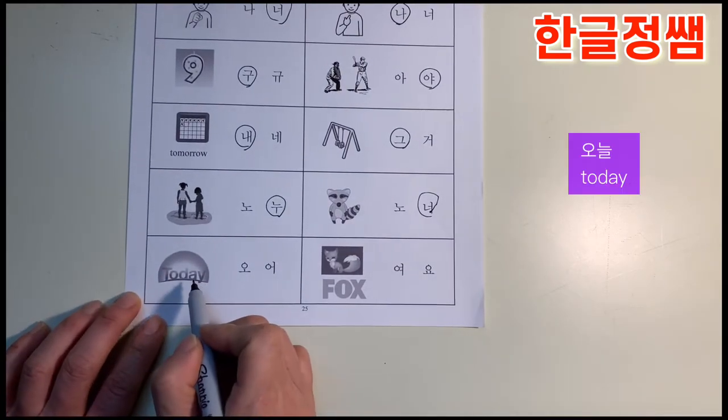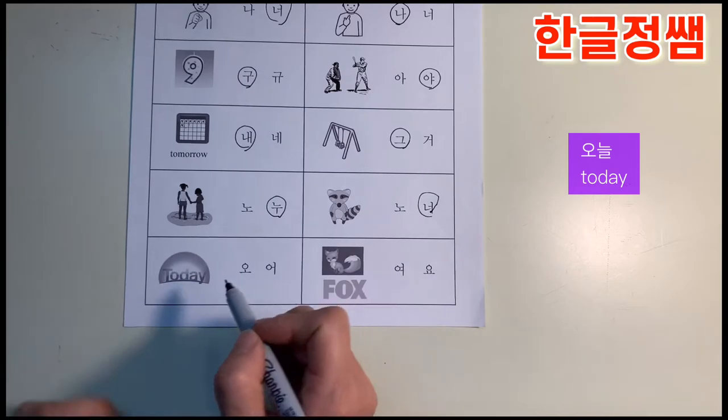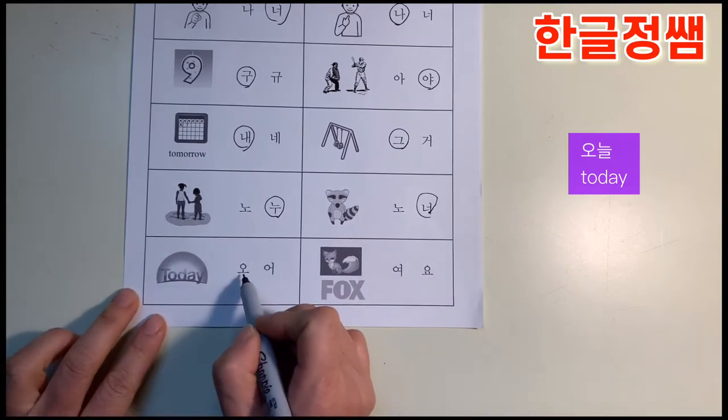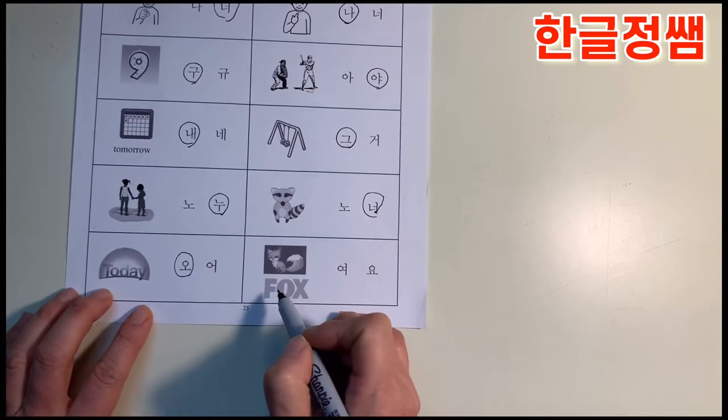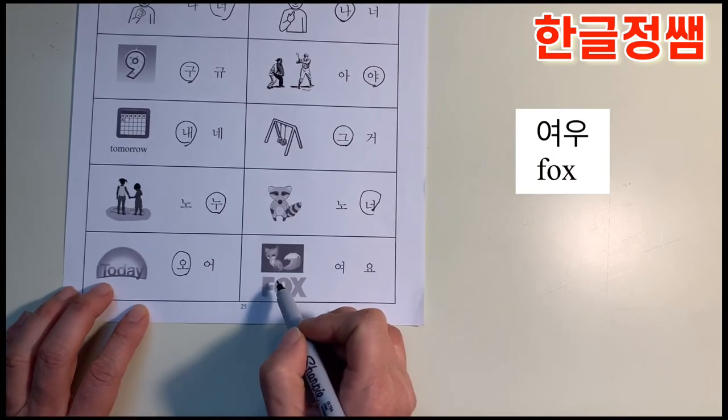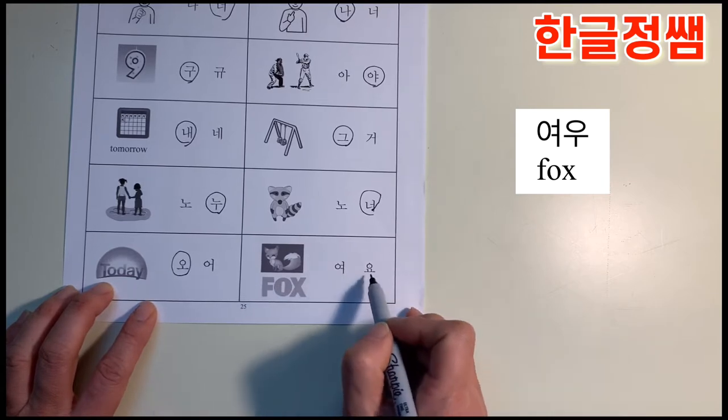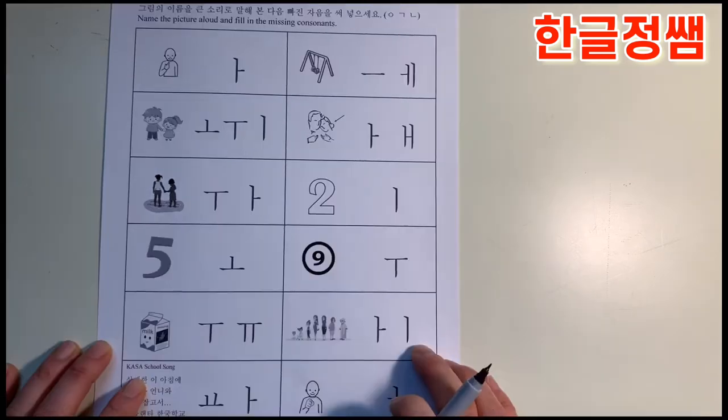Today is in Korean 오늘. This is 오, this is 어, 오. This is correct. This is fox. Fox is in Korean 여우, 여우, 여요. This one is correct.